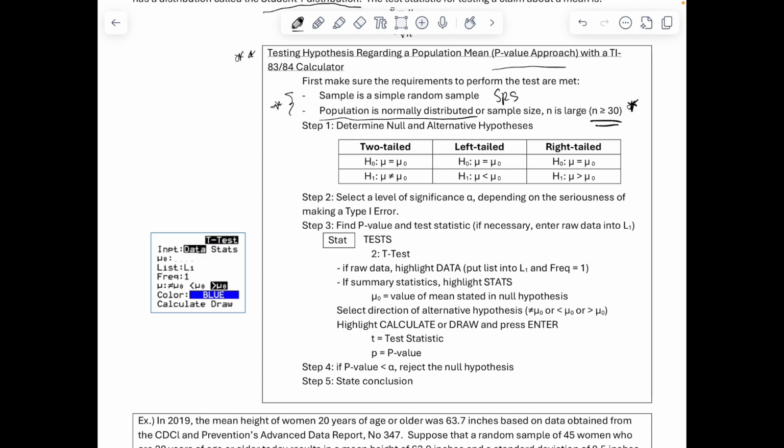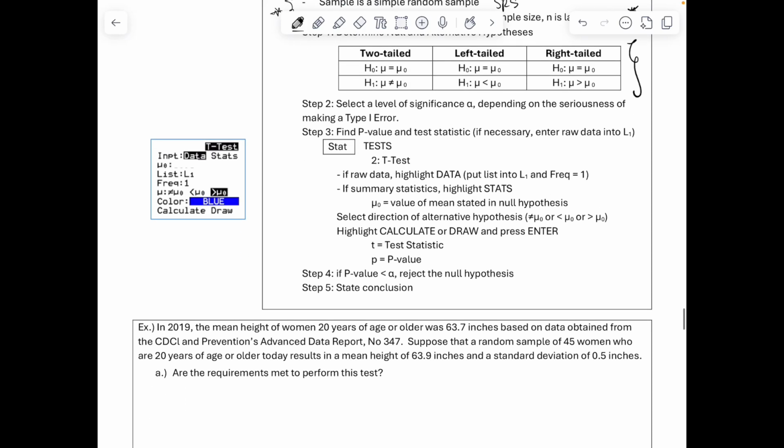So step 1 is to determine our null and alternative hypotheses. And you'll notice that the null is the same for all 3 tests. And then the alternative, your H1, depends on if it's a two-tailed, left-tailed, or right-tailed test. Step 2 is to select your level of significance alpha. And again, this is usually given to us. And then step 3 is to find our p-value and test statistic.